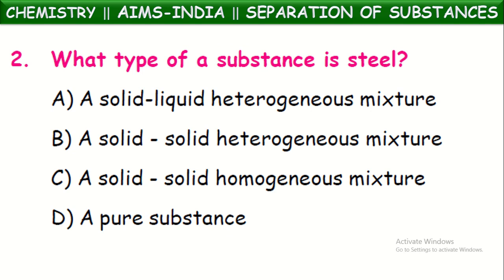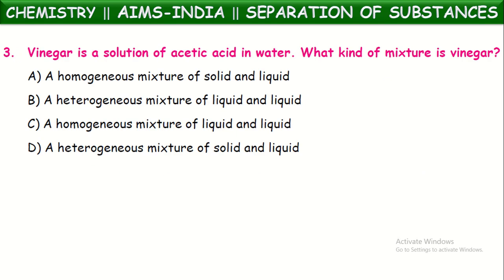Next question. What type of substance is steel? Steel, we know, is formed by the mixture of two or more metals. Generally metals are solids. So we can say steel is a homogeneous mixture of two or more solids, where it is mentioned a solid homogeneous mixture. It is correct. Okay.